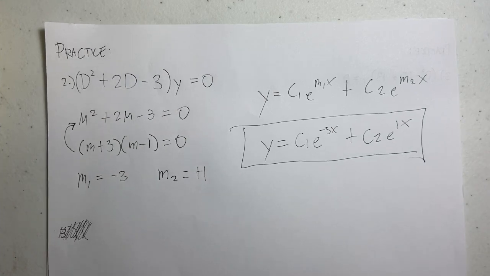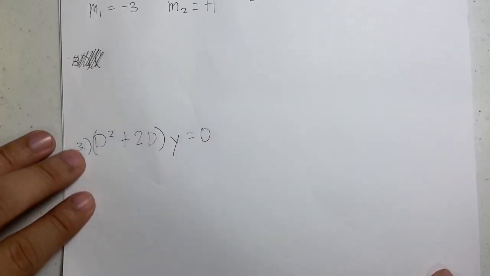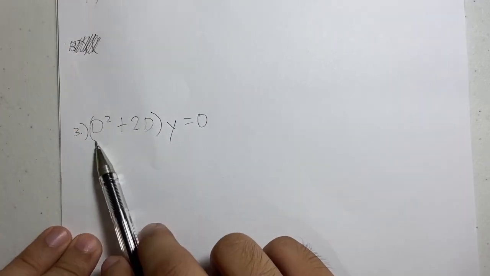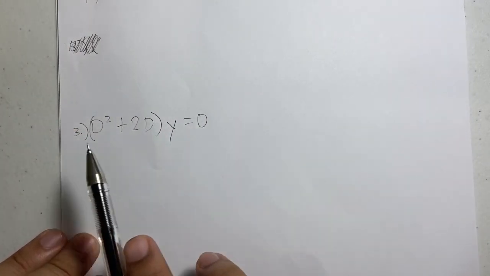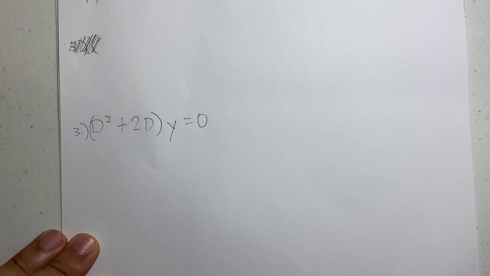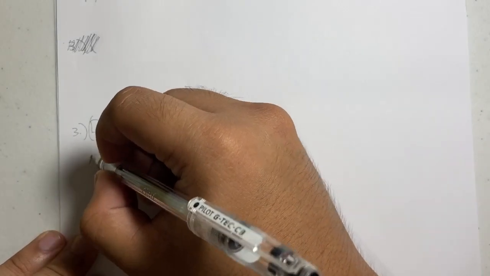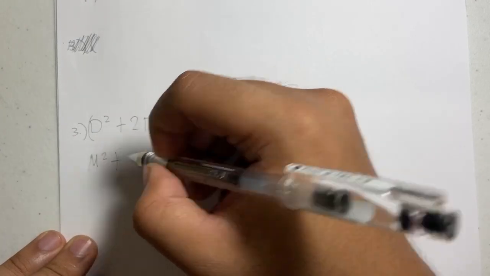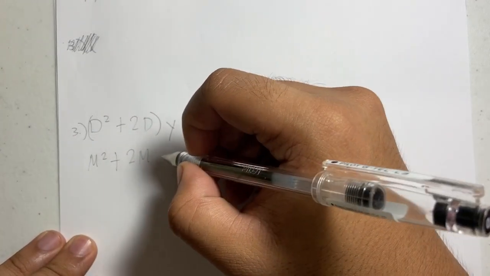Now, we proceed to our number 3 problem. This equation is already written in differential operator form. Then we repeat by converting it into auxiliary form. So, m squared plus 2m equals 0.